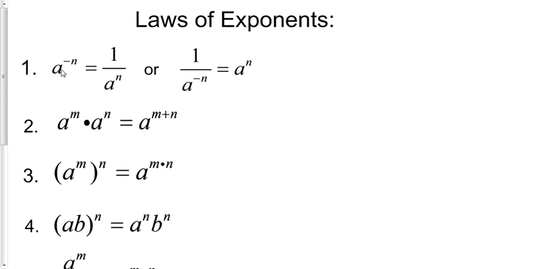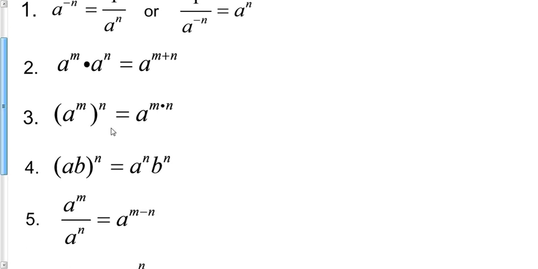So the first one has to deal with a negative power. You can always switch a base with a negative power into a fraction. Or if you have a fraction with a negative exponent, you can move it up to the numerator. Anytime you're multiplying two exponential monomials that have the same base, you can combine them together by adding the powers. In property 3, if you have one base raised to a power raised to another power, it's the same thing as the base a to the product of m times n.